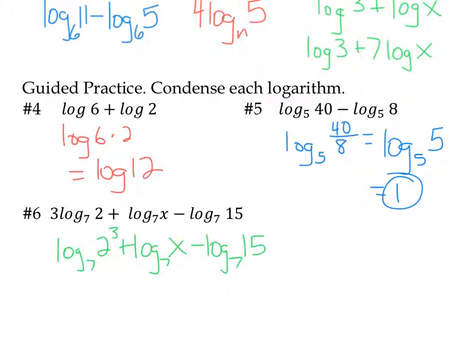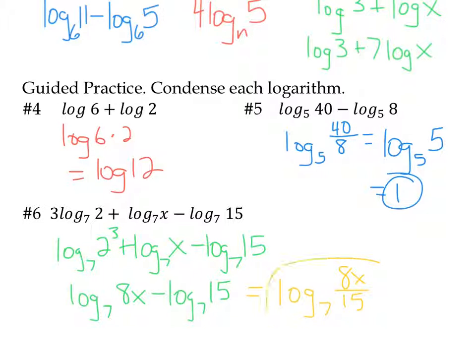And now this addition in the first 2 logarithms means we can multiply those. So this would be log base 7, 2 to the 3rd is 8 times x minus log base 7 of 15. Right, so I combined this right here. The addition of these logarithms means I can multiply 2 to the 3rd, which is 8 times x. Now I'm subtracting, so now I can write this as a quotient. Again, this would be kind of like we did up here. So we can write this as a quotient now. And so our final answer is going to be log base 7 of 8x over 15. We condense that down to a single logarithmic expression.